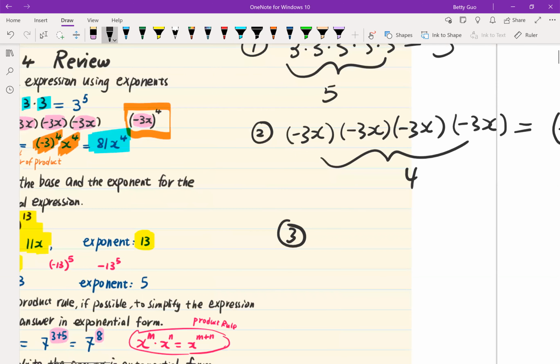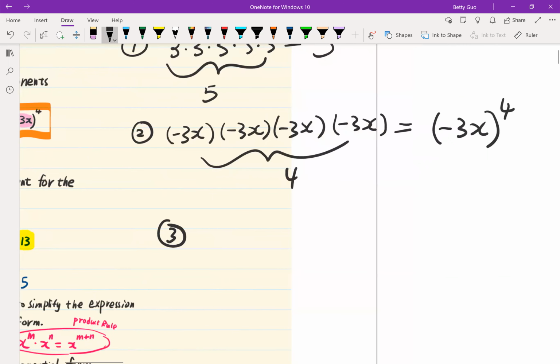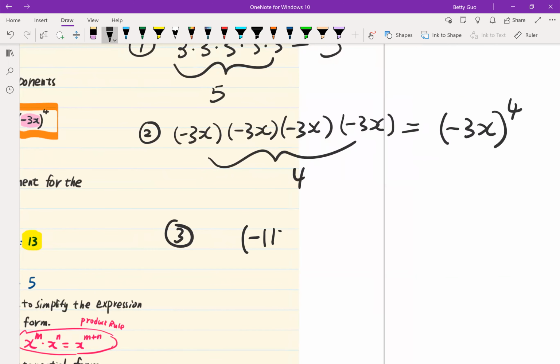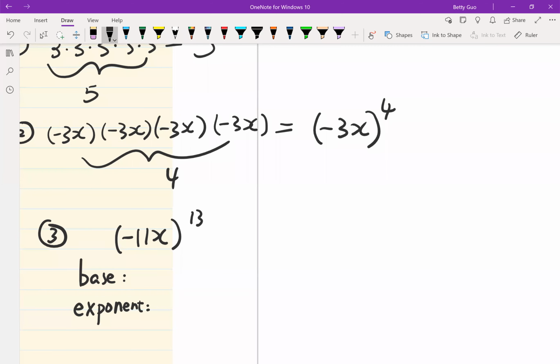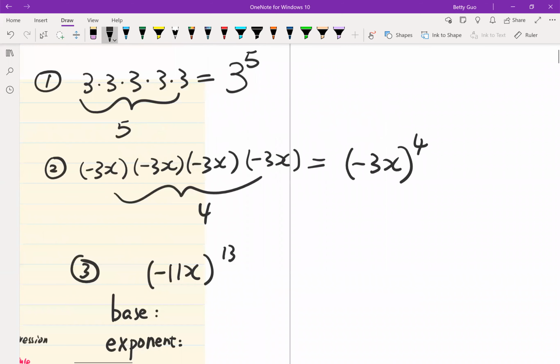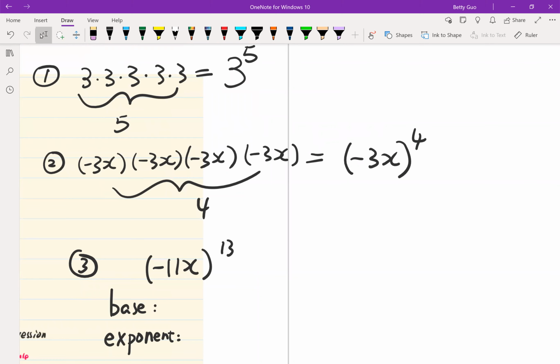Number 3, you will be given a power for exponentiation. You need to identify the base and the exponent. So it's kind of the opposite of earlier, or the other way around. In number 1 and number 2, you are given repeated multiplication, and you need to write the repeated multiplication as exponentiation. In number 3, you are given an exponentiation. You need to identify the base and the exponent.